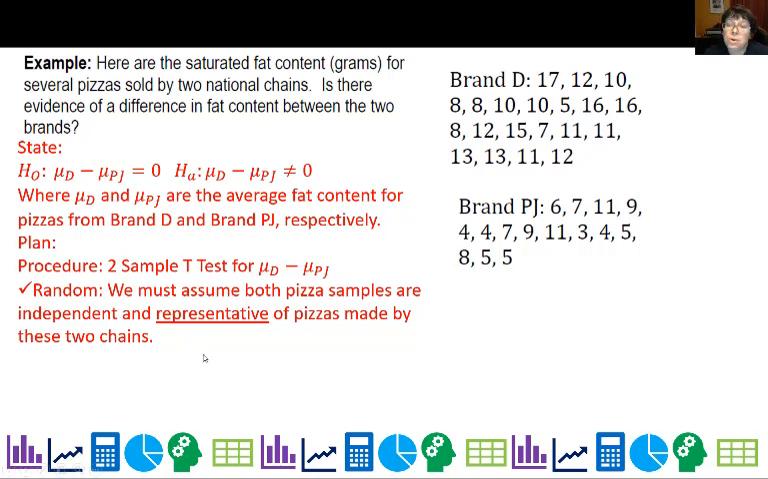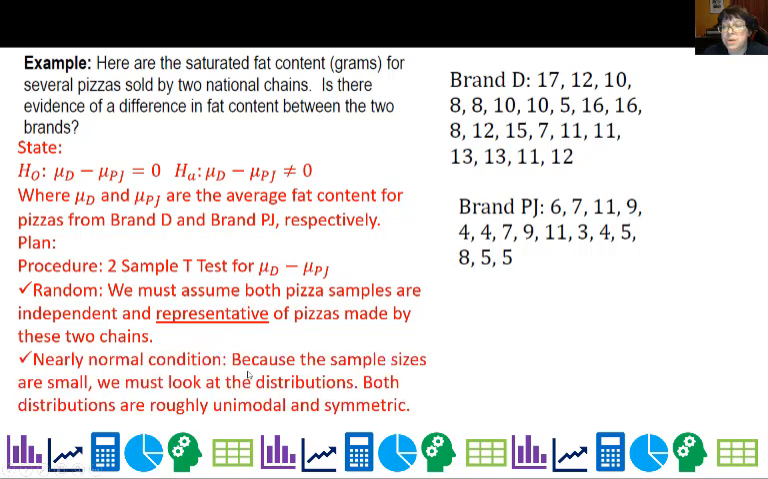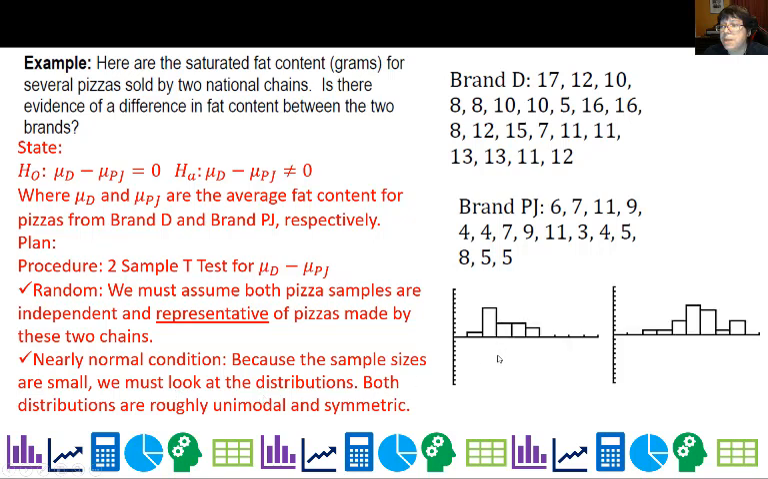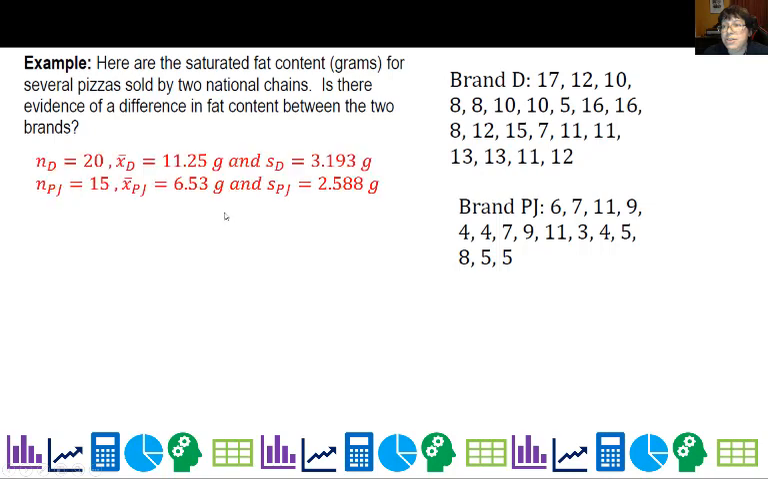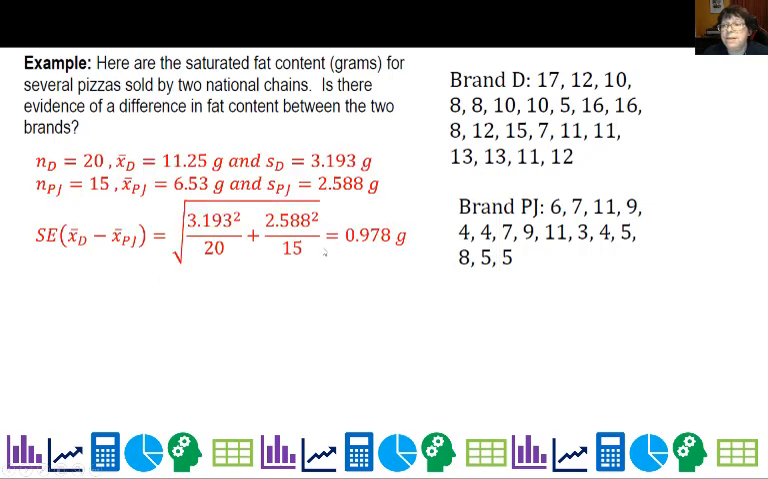Remember, we can't do the work if the conditions are not met. Then the nearly normal condition, because the sample sizes are small, we have to look at the distributions. All right, and so when I put them up, you can see they're roughly unimodal and symmetric. There's no strong skew. There's no outliers. This looks pretty good. So we're going to say that condition is met. Finally, let's go ahead and do the calculation. So I will do this by hand.